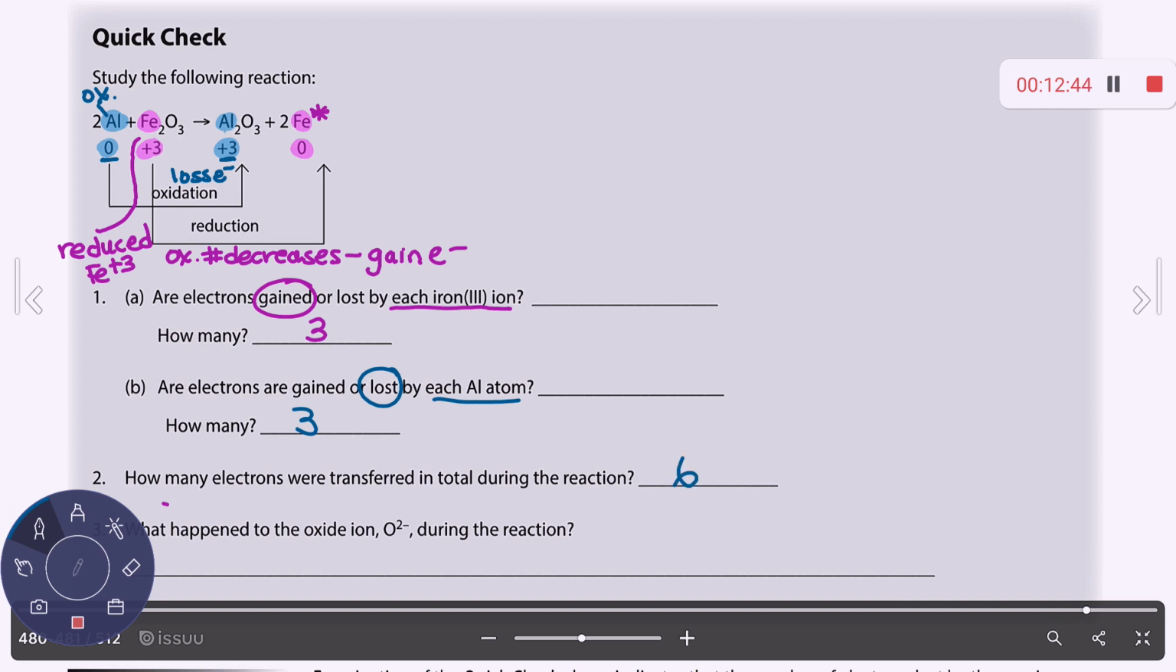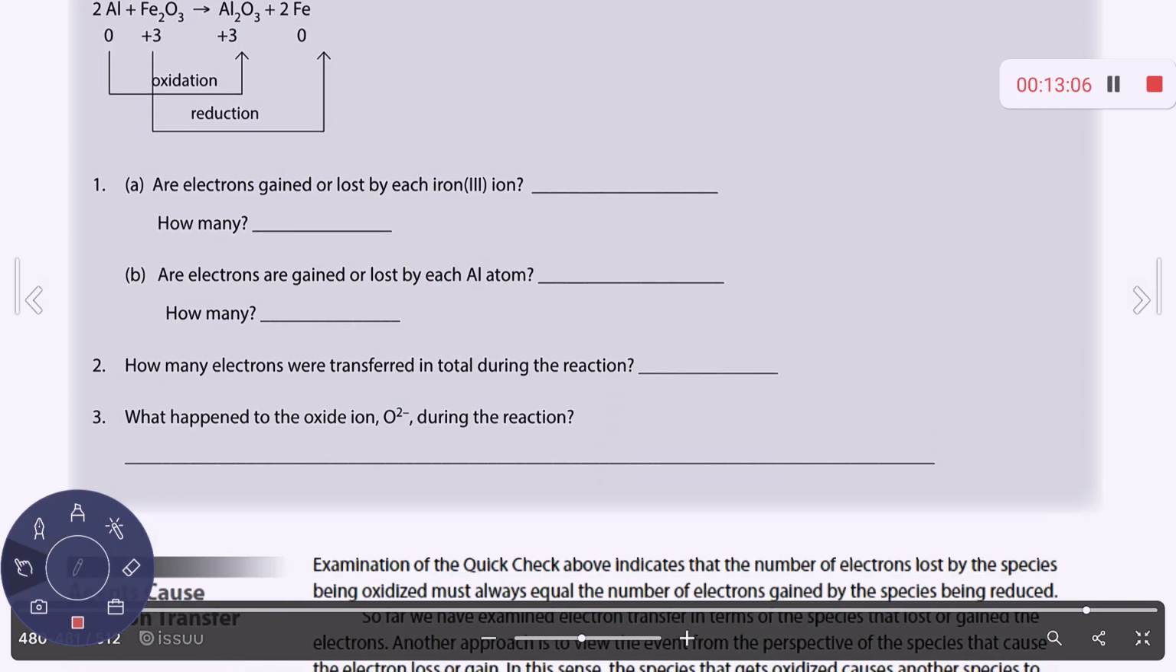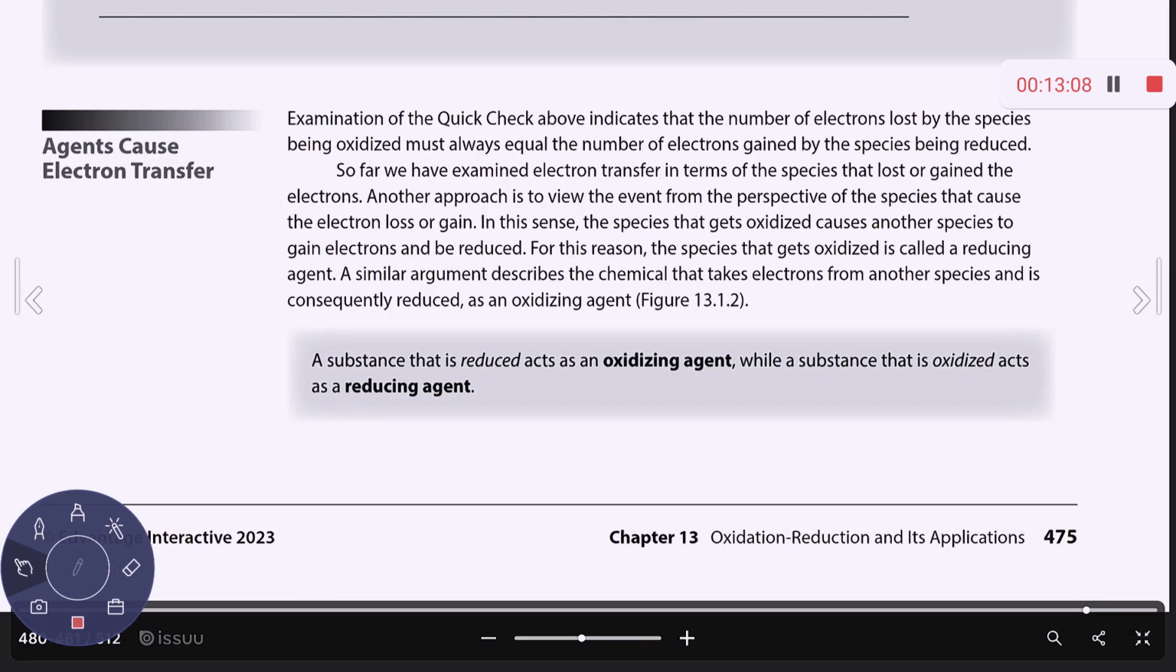Did anything happen to oxygen? No. Oxygen is staying at a -2. So we don't care about the oxygen. All right, let's come down here.